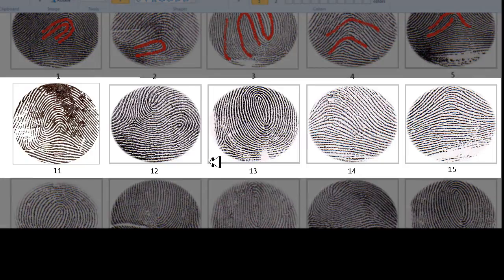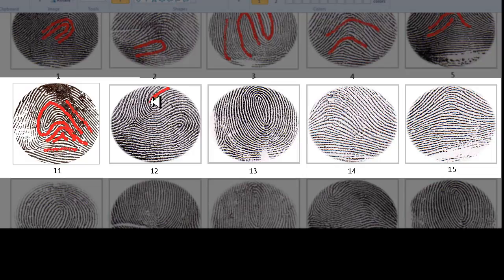Number 11, very interesting pattern here. This is a looping pattern, the unusual form that comes across, loops, and points down and comes across. And what's important here is it is a looping pattern, and it is over a tent formation, which a loop over a tent is a whorl. It's actually an accidental whorl, but it's a whorl.